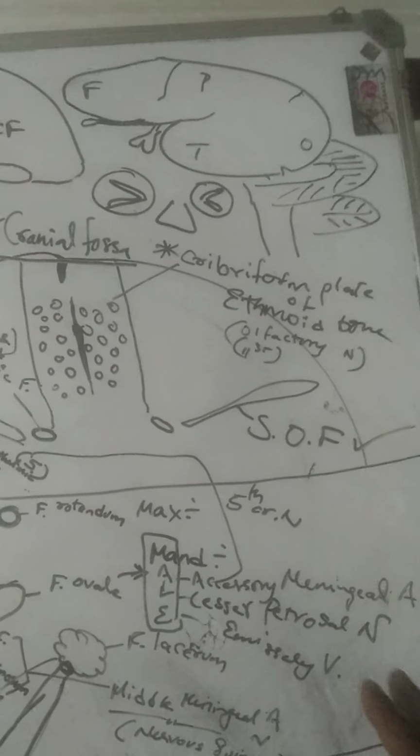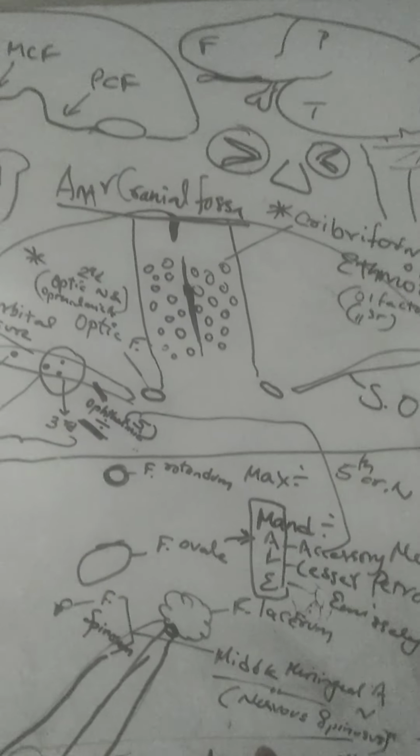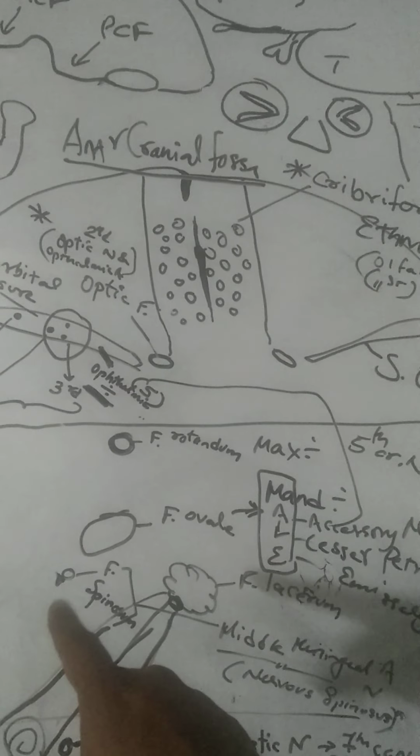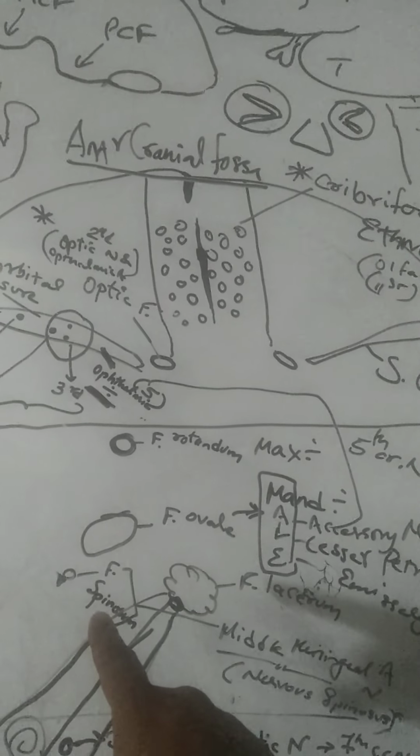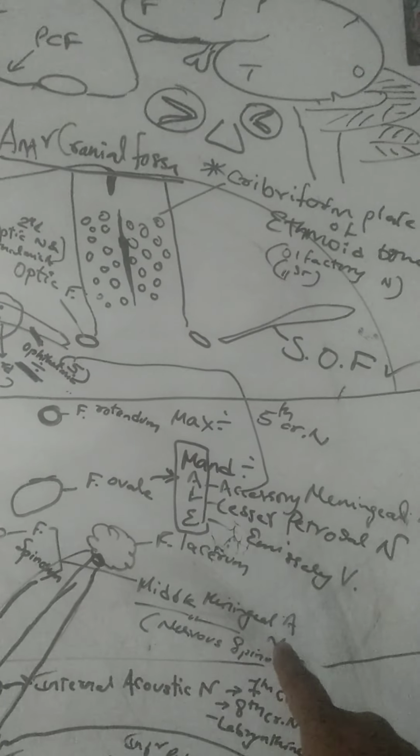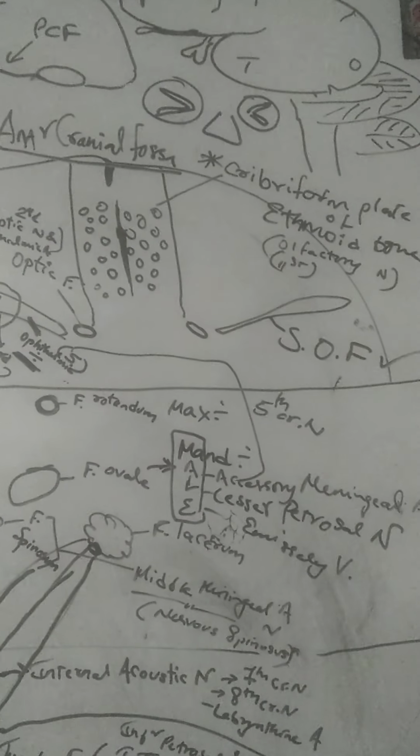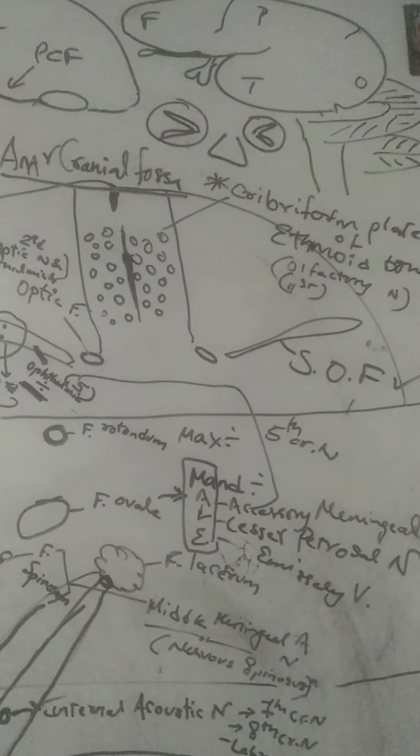If there is something called the accessory meningeal artery, that is something extra. That means there is a main artery for the middle cranial fossa. It's called the middle meningeal artery. This middle meningeal artery passes through a foramen which has a small spine next to it, therefore called the foramen spinosum. Middle meningeal artery. When there is an artery, there should be a nerve. Middle meningeal nerve. Fancy name, nervus spinosus.